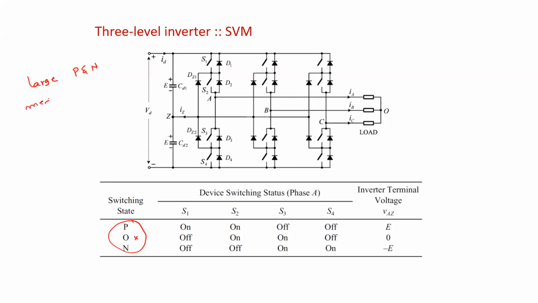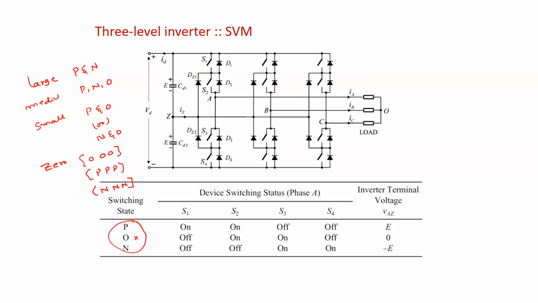The medium one contains all three, P, 0 and N. Whereas small space vectors contain P and 0, or N and 0. And for 0 vectors, all are 0: either 0 0 0, or P P P, or N N N. It consists of all zeros, all P's or all N's.